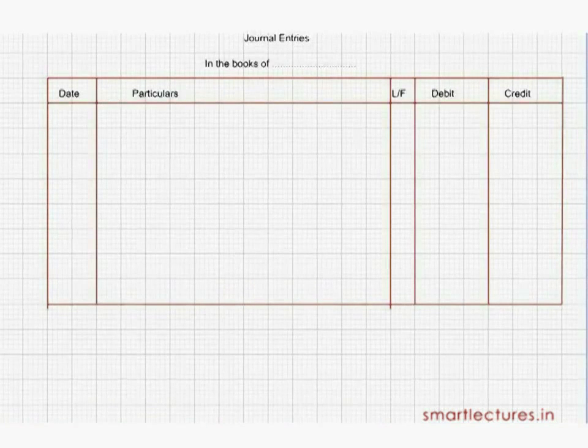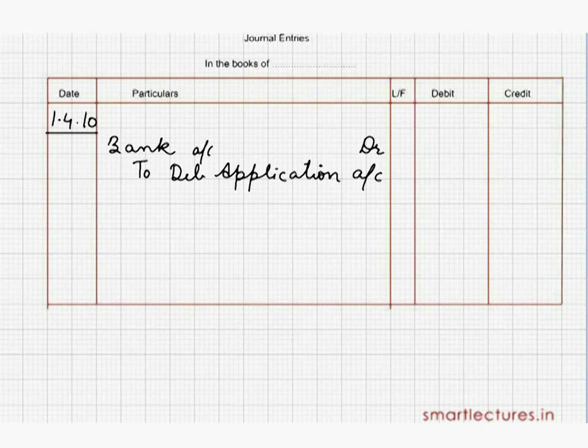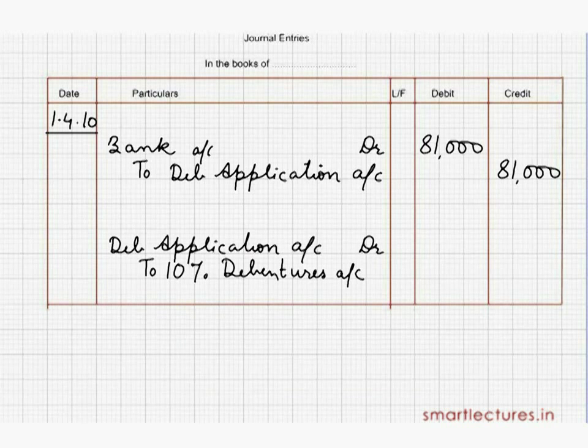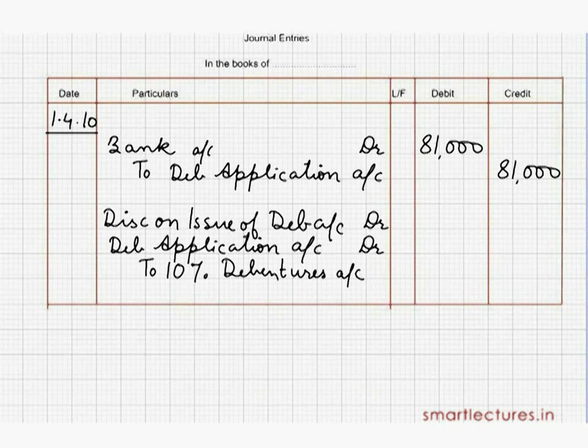Now let's do the journal entries of issue, redemption and writing off of discount account. On 1st April 2010, today debentures were issued, so journal entry will be bank account debit to 10% debenture application account. That will be 9,000 into 9, 81,000. And then 10% debenture application account debit to 10% debentures account. And discount on issue of debentures account will be debited today. That will be 9,000, 81,000 and to 90,000 rupees.